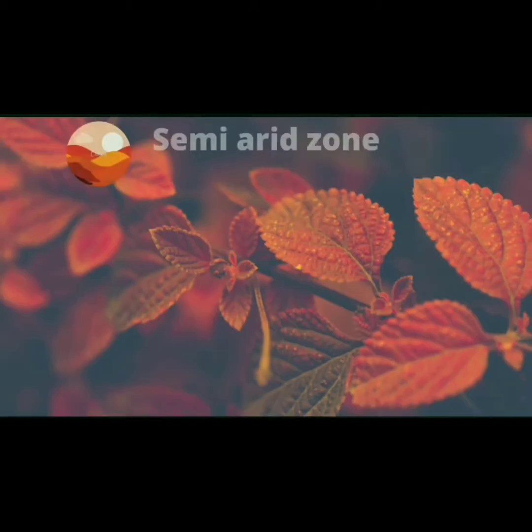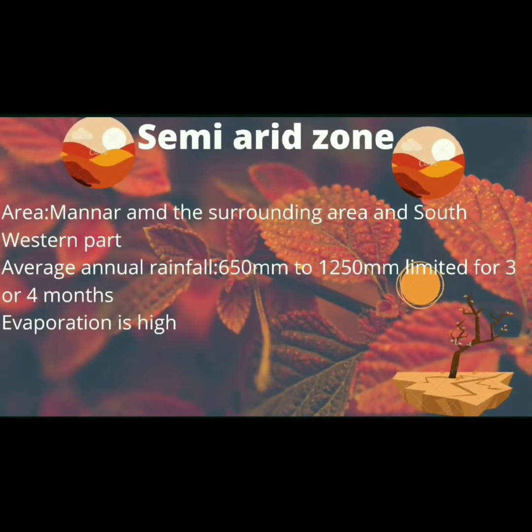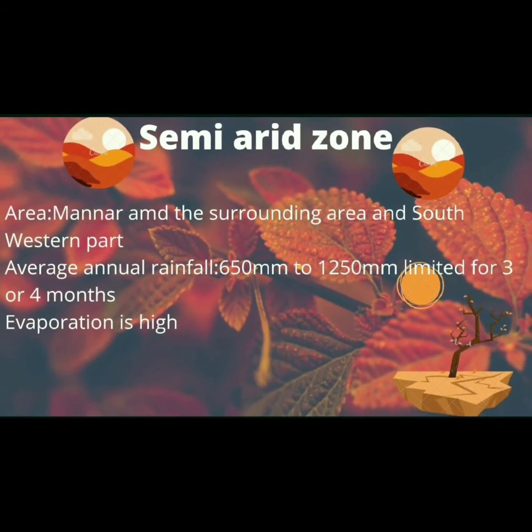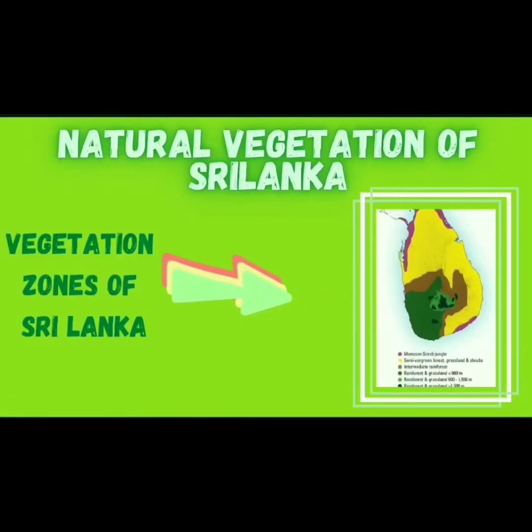Semi-arid zone is the fifth one. This area consists of Mannar and the surrounding areas located in the northwestern part as well as the Hambantota area located in the southwestern part of Sri Lanka. The average annual rainfall is between 650 mm to 1250 mm. Rainfall is less and it is limited to 3 or 4 months. Convectional rains are in operation. Evaporation is high.